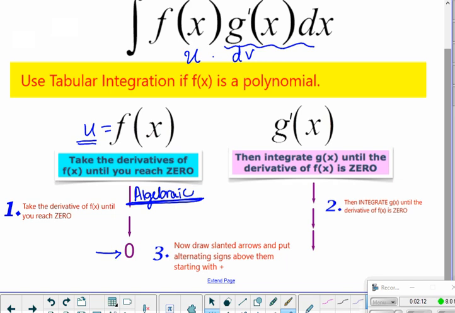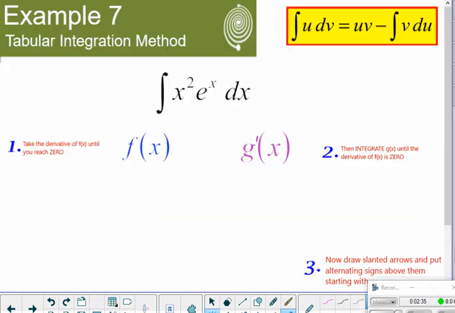Now for the dv, it just has to be something that we can actually integrate so that we can come out with v. And we will integrate as many times as it takes to get down to that 0. So if it took me 4 steps in derivatives, I'm going to end up having 4 lines over on my integral column. Let's give it a shot.